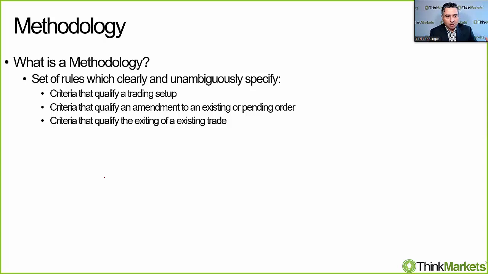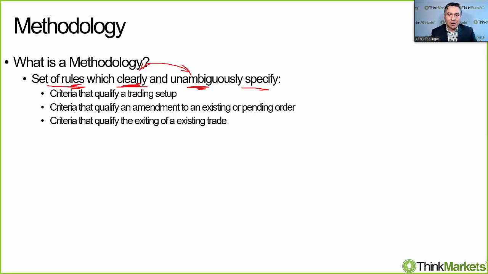So if you're wondering, well, okay, show me something I can use, Carl, well, this is where it comes in. What is a methodology? It's a set of rules which clearly and unambiguously, they probably didn't need both of those words, but I'm trying to make a point here, specify. So there can be absolutely no grey area when it comes to your technical model. It has to be absolutely black or white, yes or no.